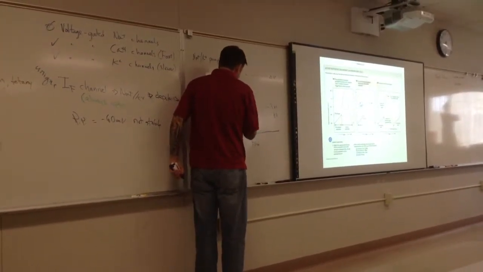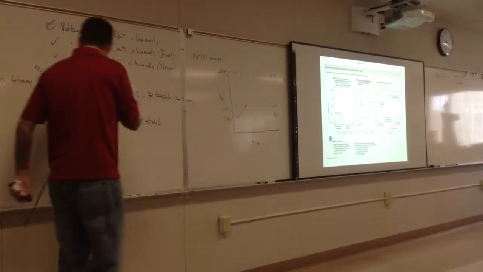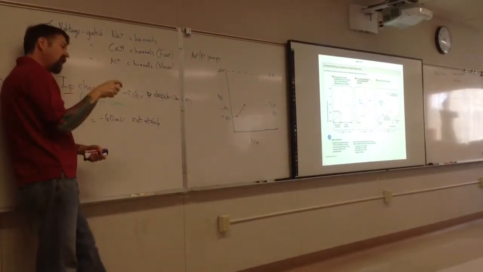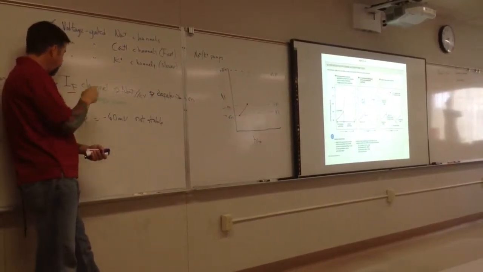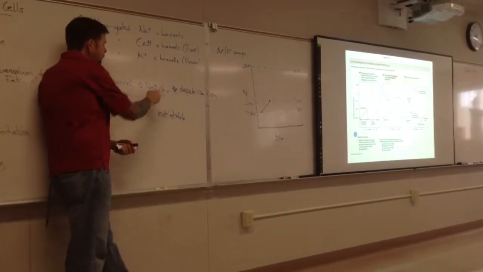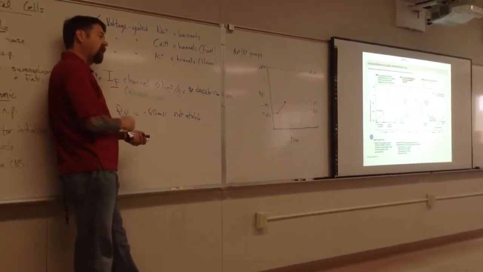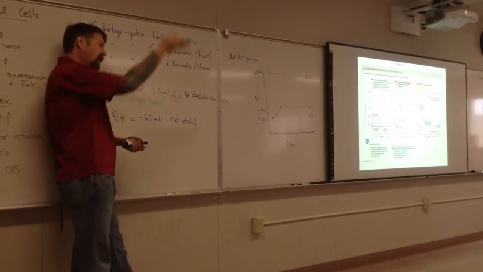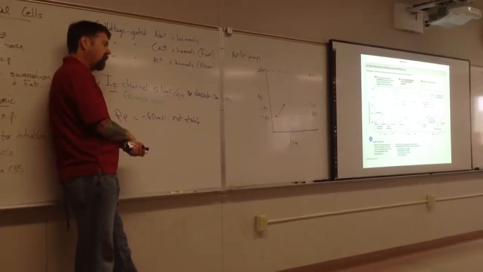And why is it slowly depolarizing? It's slowly depolarizing because the IF channel is open, more permeable to sodium than potassium, or sodium influx is greater than potassium efflux. So you get this slow depolarization.